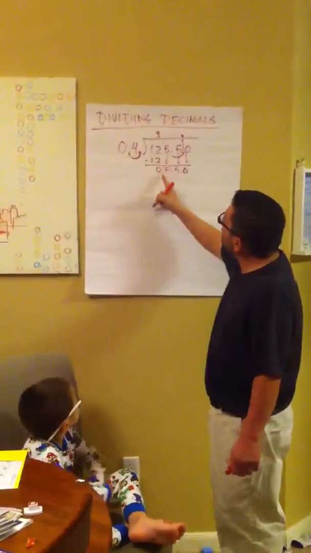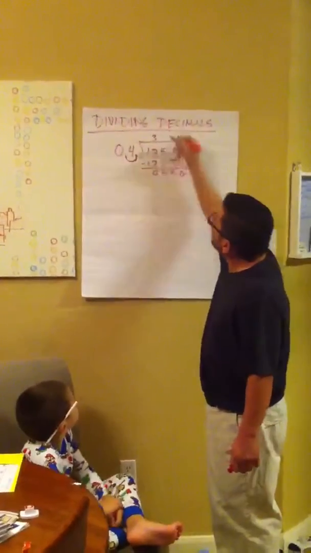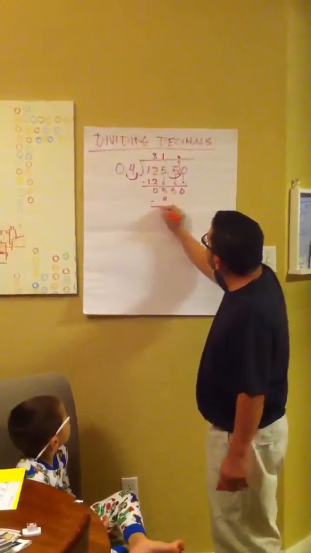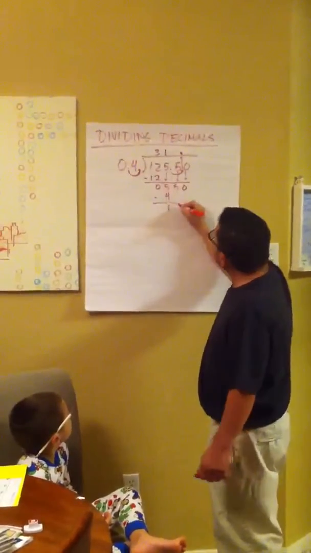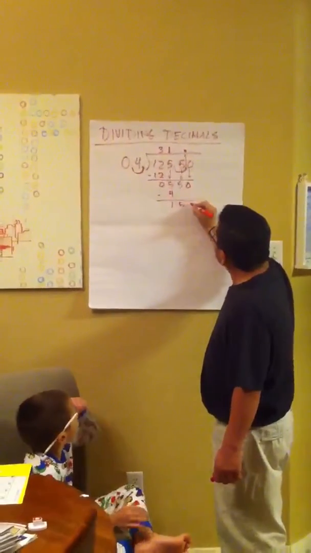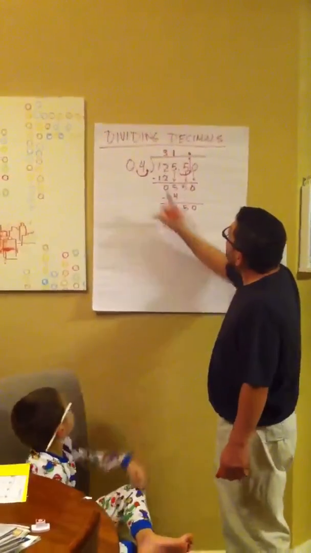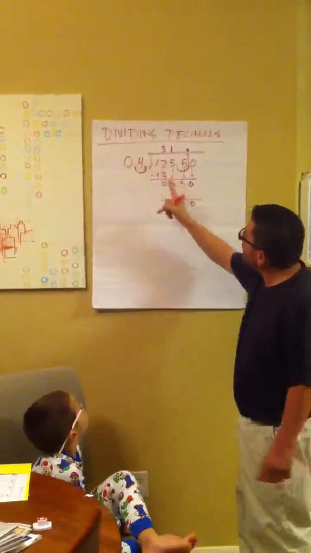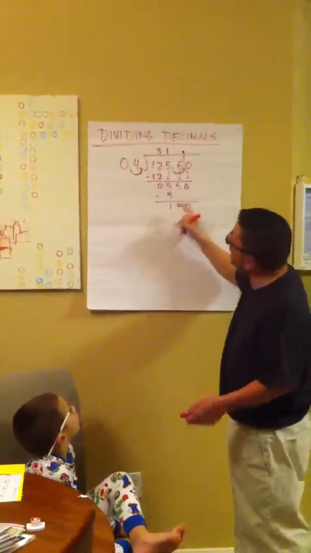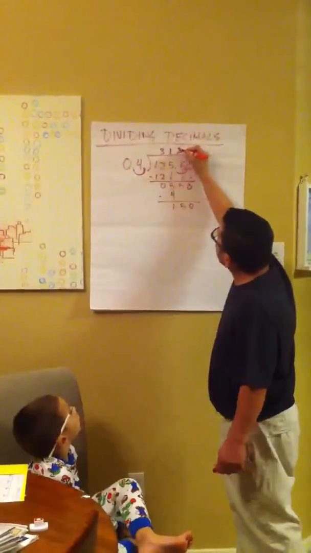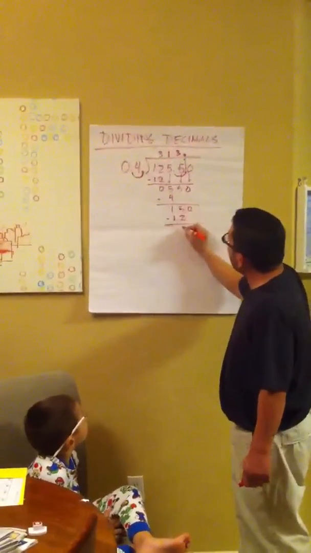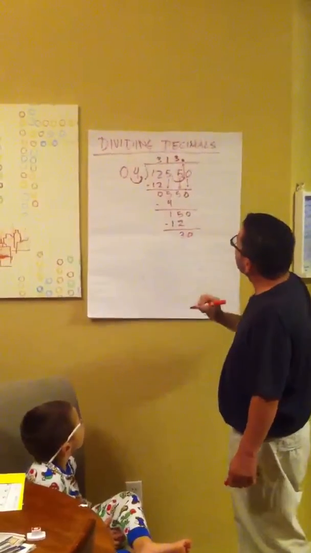So 4 goes into 5 one time, so we put a 1 there. 1 times 4 is 4, and we subtract. Okay? So 1, 5, and 0. Okay? Then we look at the 4 and we say, oh, well, it can't go into 1, but then 4 can go into 15 3 times, so we put a 3 there. 3 times 4 is 12. I subtract 12, that gives me 30.